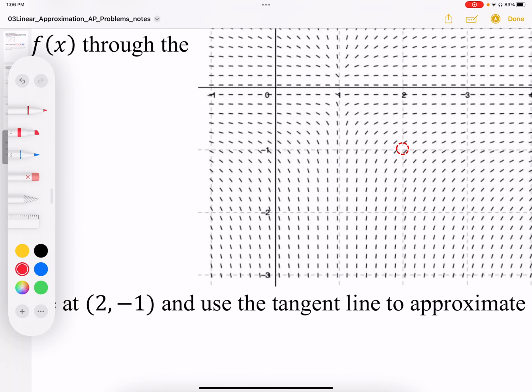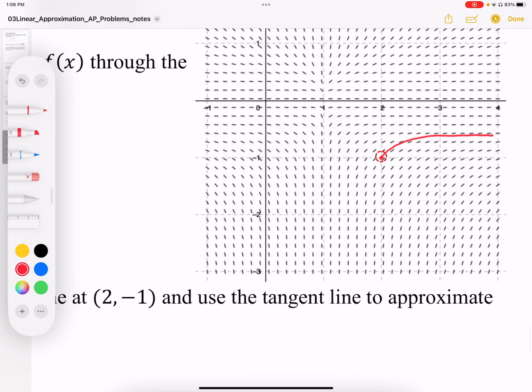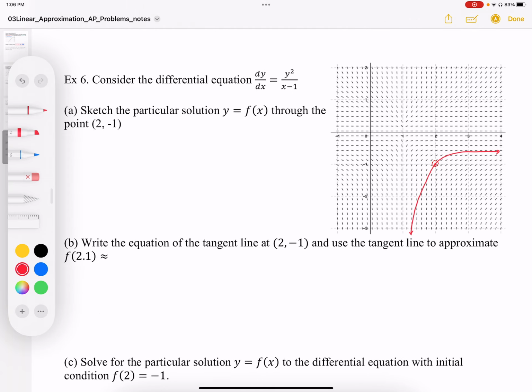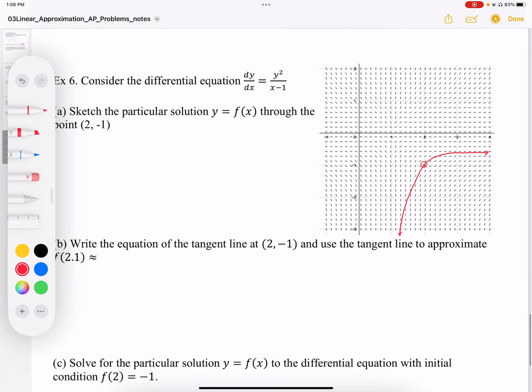And through that point, we're going to follow the slope field lines, and it looks like it goes up like this and follows an asymptote here. Okay, and it looks like it's going down like this, and there might be some asymptote down there as well. So there's my approximated solution through that particular point.